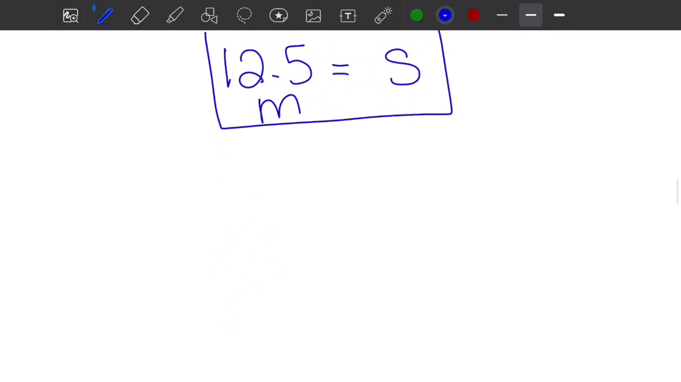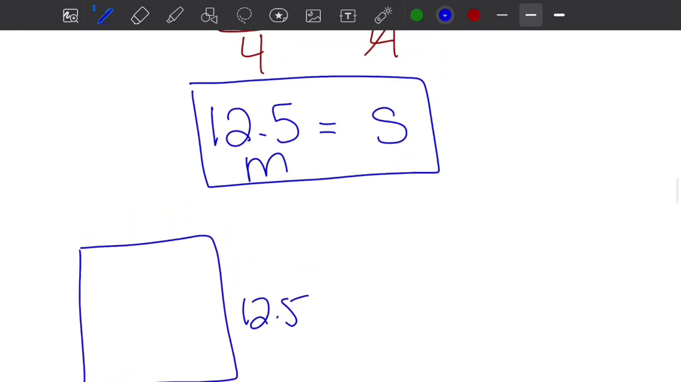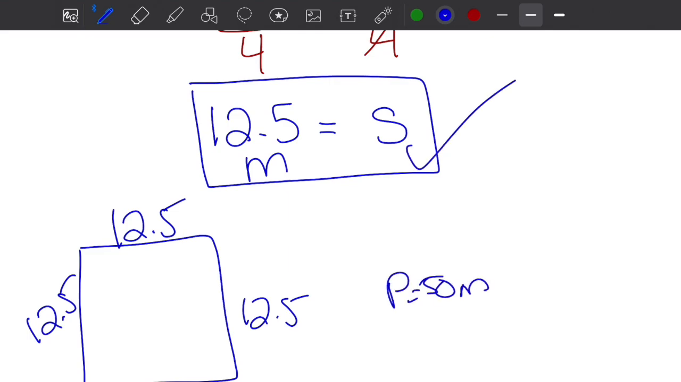Now, don't take my word for it, actually check your work. If each side was 12.5, when you add them all up, you should get 50. So try that right now, and you should get 50 meters. So we know that we did our work correctly. Okay, so that's pretty much it for calculating the perimeter of a square using formulas.